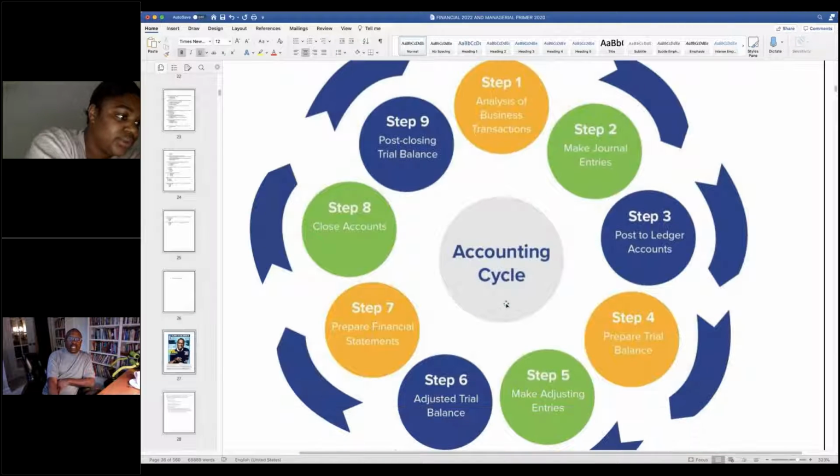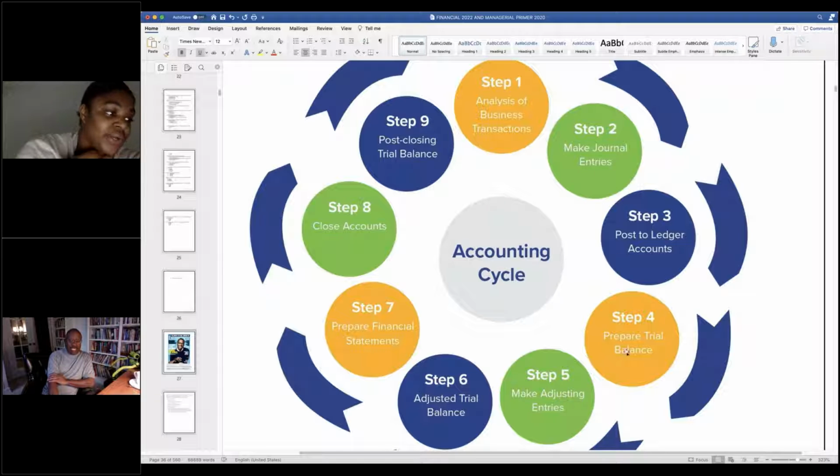And so to get to financial statements, we said that there were 9 steps. You analyze transactions, you make the journal entries, you post to the ledger, you prepare the trial balance, you make those wonderful adjusting entries to get your adjusted trial balance. Then you prepare your financial statements. So that was kind of a 7-step process. Then we close the accounts out, the temporary accounts, and we prepare a post-closing trial balance to make sure we're in balance.